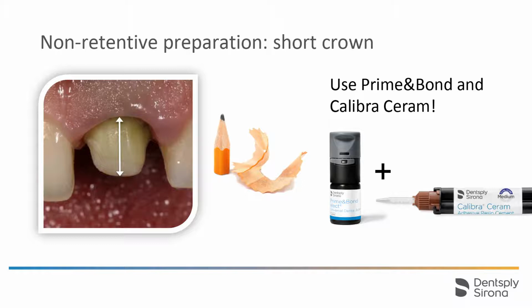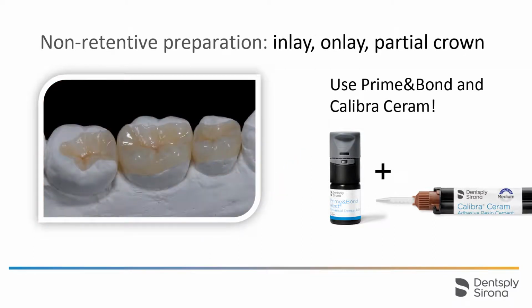This patient only has a very short clinical crown. After preparation, the retention surface available is minimal. Adhesive cement should also be used in this case. Inlays, onlays, and partial crowns also only have little retention surface. Here, Dentsply Sirona also recommends using Prime and Bond in combination with Calibra Ceram for cementation.